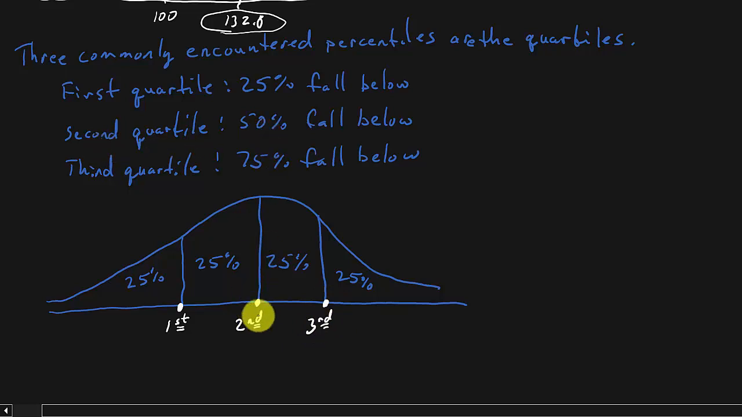See, the second quartile, 50% fall below. There's your 50%. The third quartile, 75% fall below. Another way that you might see it written in some statistics books is Q1, Q2, Q3, first, second, and third quartile. And that's all that means. See, there's your 75% below. It's just breaking it up into fourths.